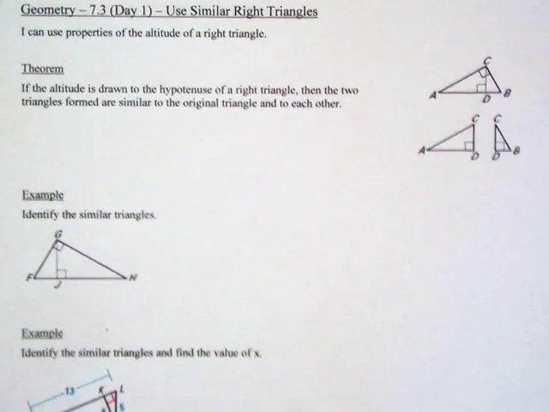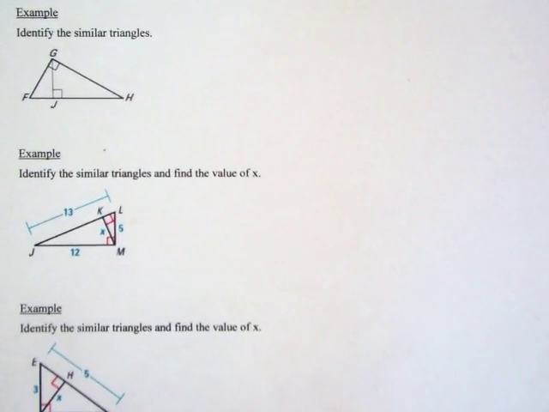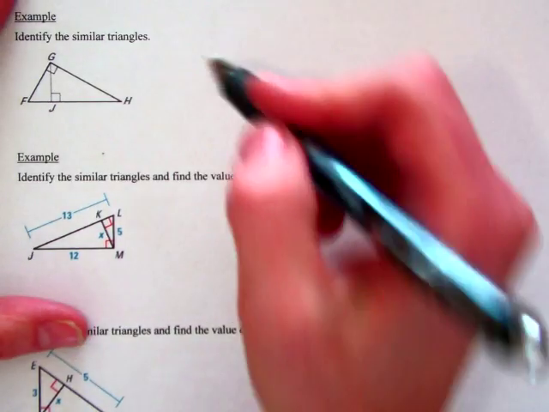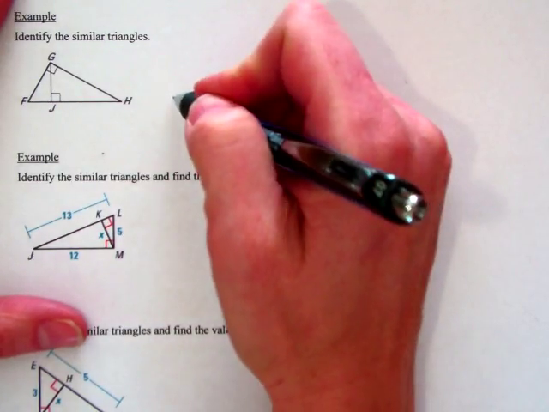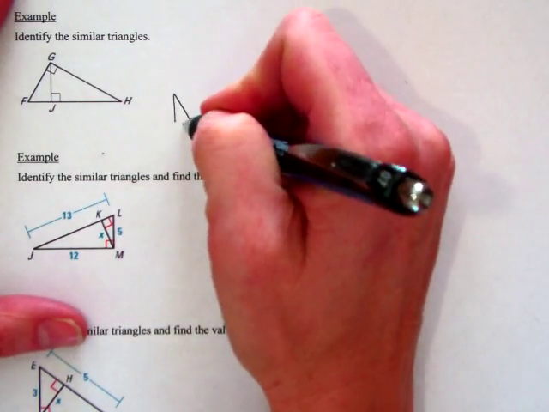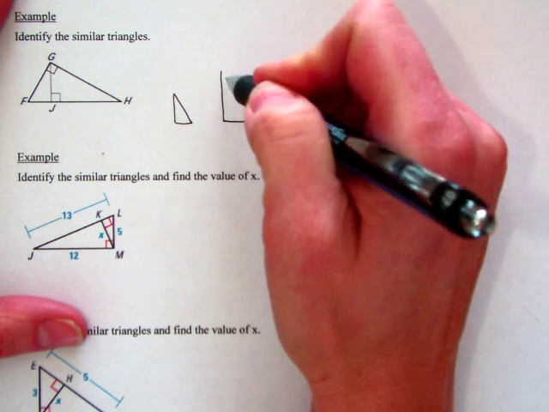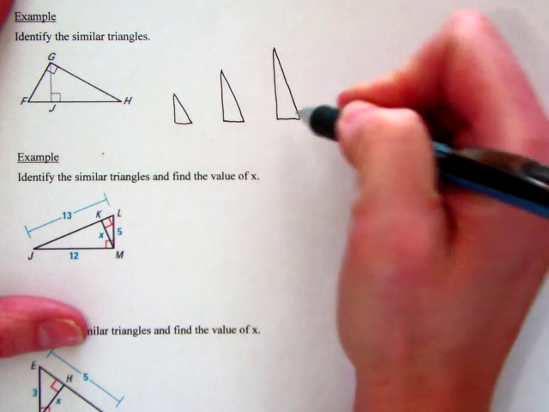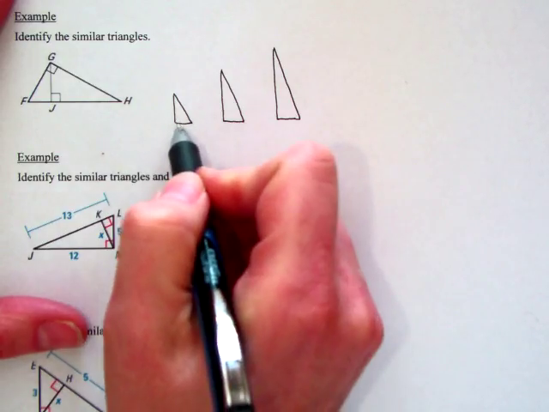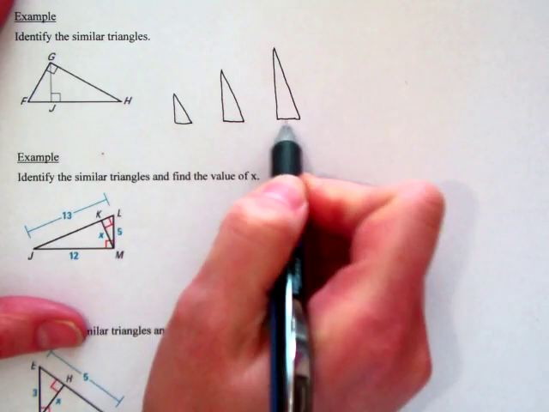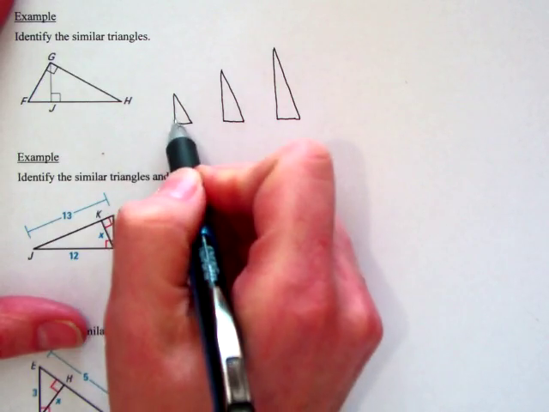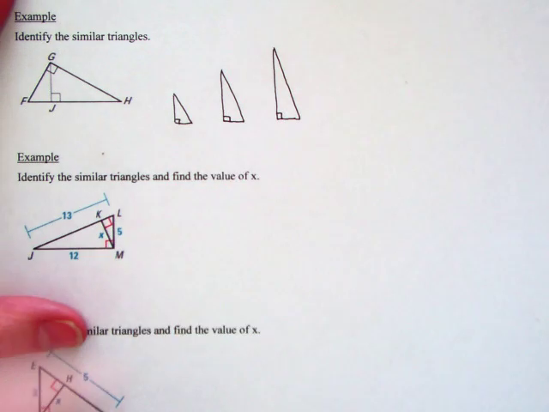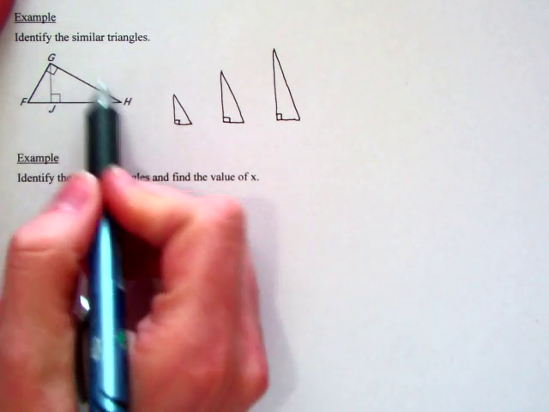The first example says, identify the similar triangles. We're going to draw all three of them. When I teach this to kids, I say you're going to draw three triangles, one small, one medium, and one large. They all need to sit the same way. That means I always put my short side on the bottom and then the long side to the left. They all need to have their 90-degree angle. And then we're going to work on putting all of these letters onto these shapes.